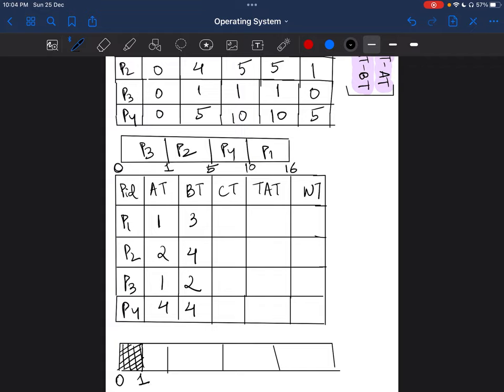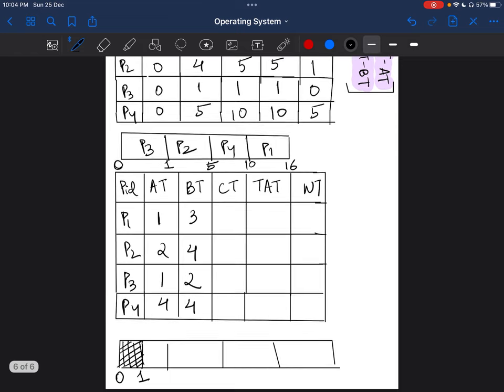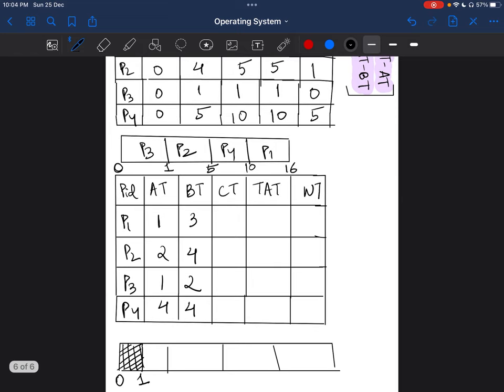At 1, before applying the criteria, we must see which processes are waiting. At 1, we see that there are two processes, P1 and P3. Both are waiting. Now we'll see the criteria. The criteria is burst time. The process with the lowest burst time should be given the CPU, right, guys? Here, the process with the lowest burst time is P3. So P3 will be given the CPU first.